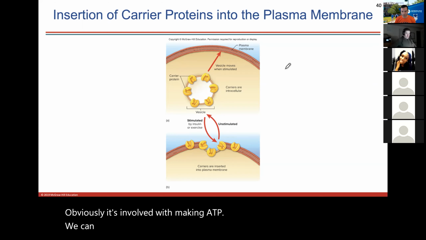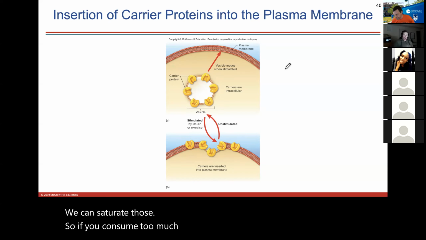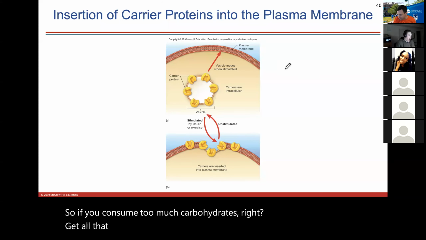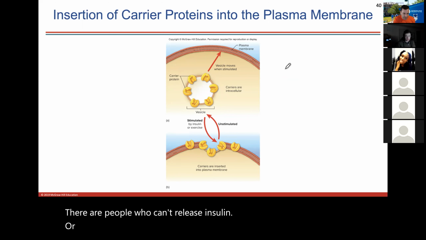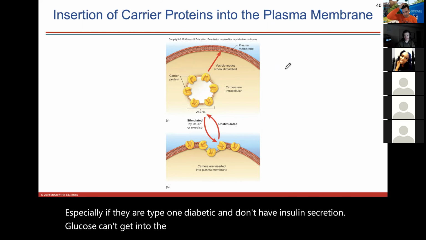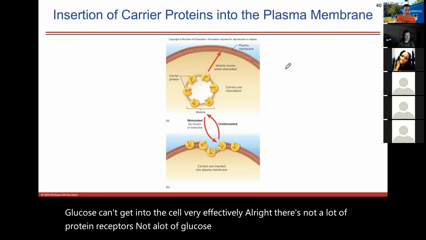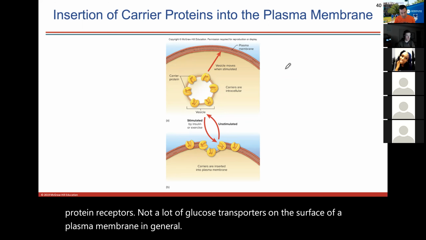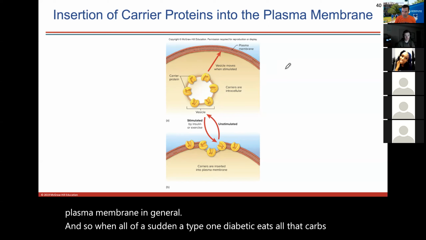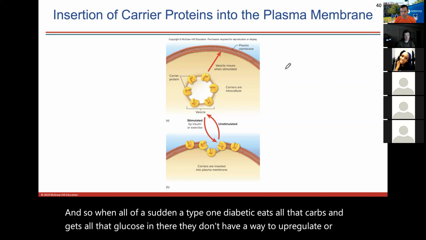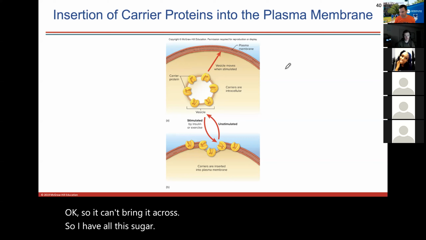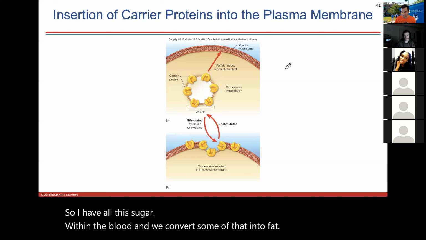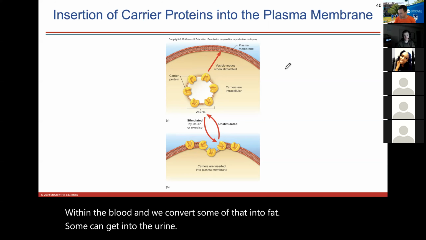We can saturate those, okay? So if you consume too much carbohydrates, right, you get all that excess sugar within the blood, and that can ultimately be a bad thing. For people who can't release insulin or have insulin imbalance, especially if they're a type 1 diabetic and don't have insulin secretion, glucose can't get into the cell very effectively. Right? There's not a lot of protein receptors, not a lot of glucose transporters on the surface of a plasma membrane in general. And so when all of a sudden a type 1 diabetic eats all that carbs and gets all that glucose in there, they don't have a way to upregulate or insert all of those glucose transporters into the surface of their plasma membrane. Okay? So it can't bring it across. So I have all this sugar within the blood, and we convert some of that into fat. Some can get into the urine, and that's telling you have some kidney damage.